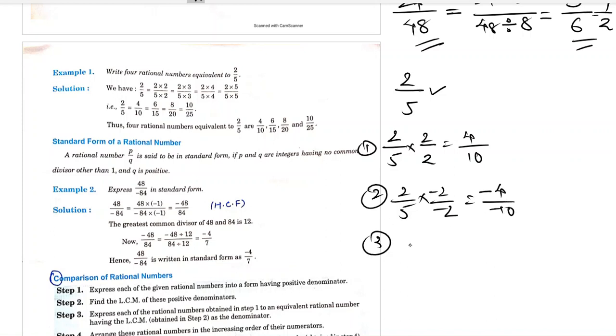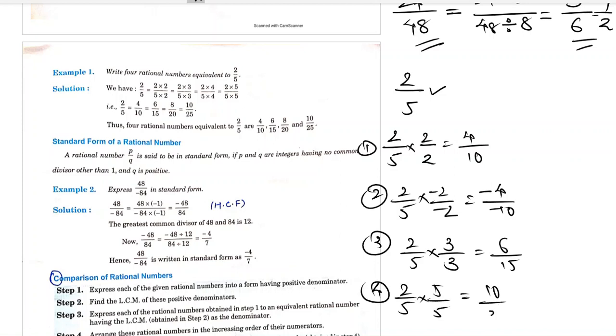Okay, third, 2 by 5 into 3 by 3, that is 6 by 15. Fourth, 2 by 5 into 5 by 5, which is 10 by 25. So these all, 4 by 10, minus 4 by minus 10, 6 by 15, 10 by 25, are all equivalent to 2 by 5. So that's how you find equivalent rational numbers.